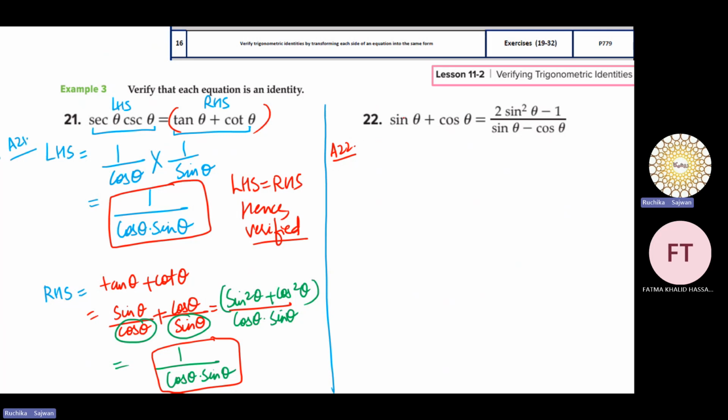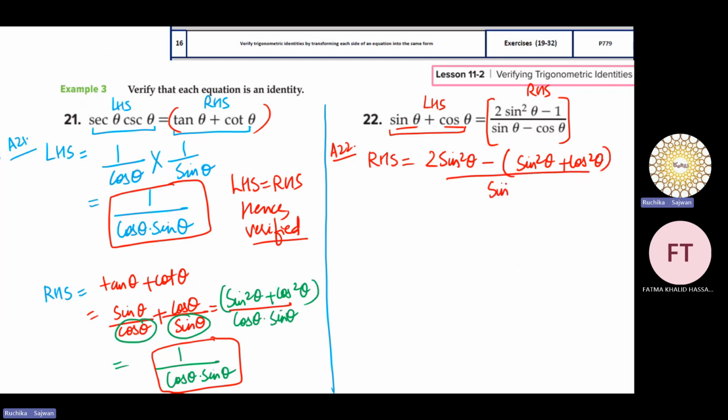Okay, let's do 22. Now 22, if you see this side is very simple. The left-hand side, I cannot actually simplify anything here. So I will begin with the right-hand side because this requires some bit of simplification. So RHS, I will take 2 sine square theta minus 1. Now, can I replace 1 with something? Anything related to Pythagorean that involves sine and cos? Yes, you're right. We can put sine squared theta plus cos squared theta. So this is the Pythagorean identity. I replace 1 with that.